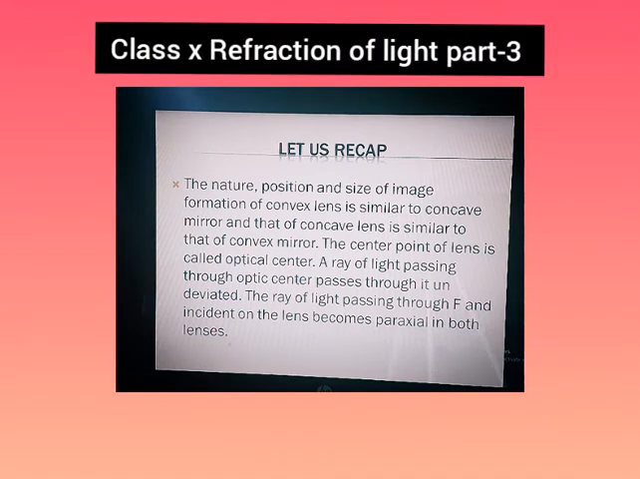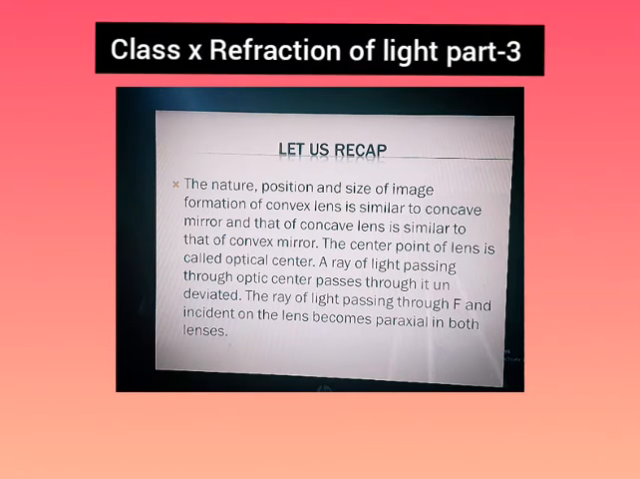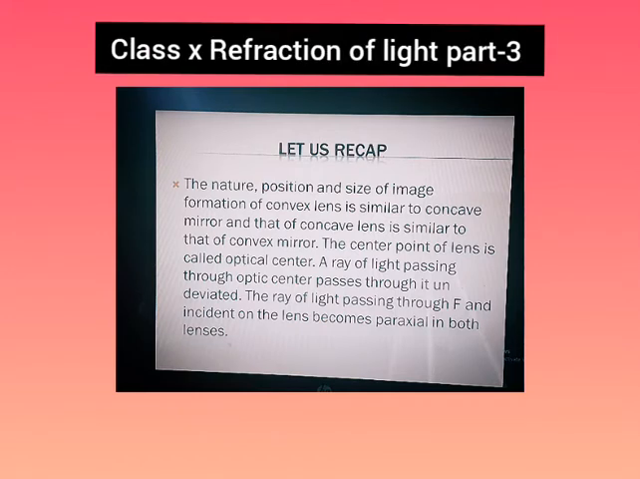The ray of light passing through F and incident on the lens becomes paraxial. I think I explained this relating to the law of reversibility of light. If the ray of light passes through F, it becomes paraxial. A paraxial ray passes through F. This happens in both the lenses, and in both the mirrors also.